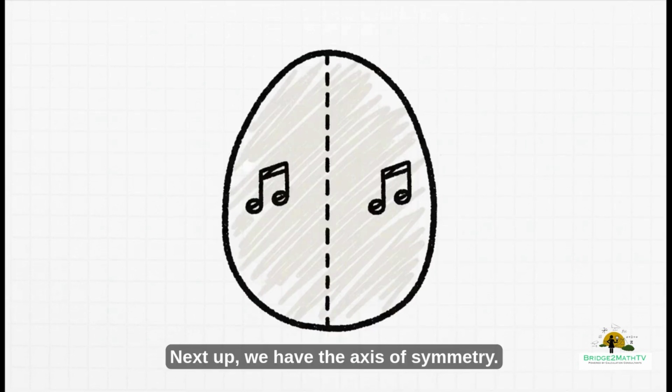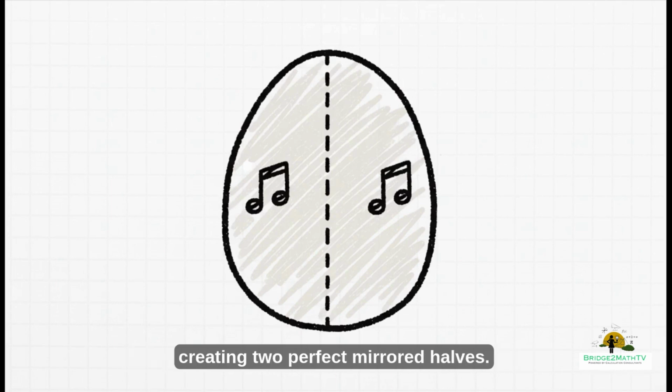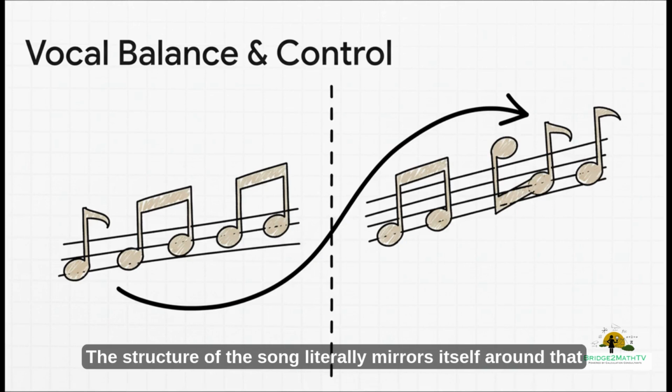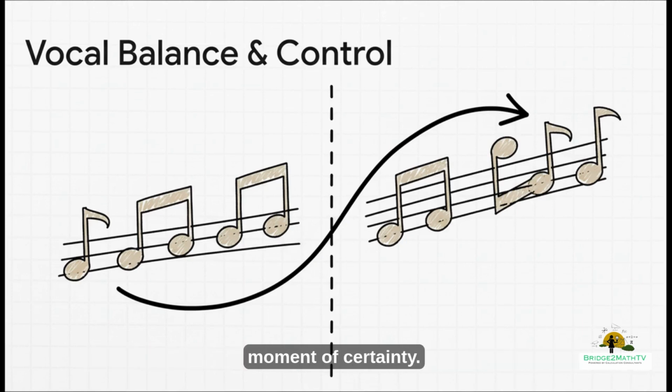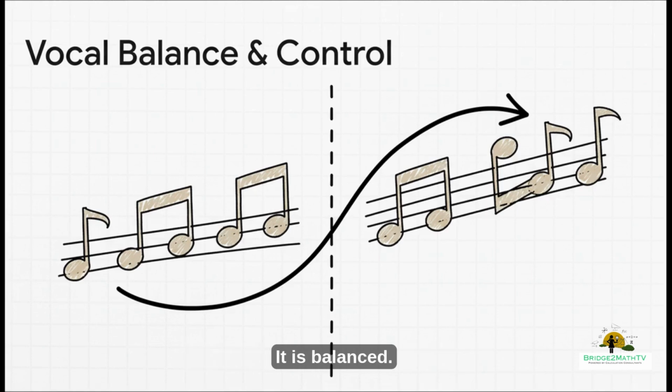Next up, we have the axis of symmetry. This is that imaginary vertical line that just slices the parabola right down the middle, creating two perfect mirrored halves. It represents perfect balance and structure. And where do we hear that in the song? It's in Beyoncé's insane vocal control. The structure of the song literally mirrors itself around that moment of certainty. The lyrics, the rhythm, the phrasing, it's all repeated with this perfect symmetry. The only thing that changes is the pitch, which just keeps climbing. This isn't random. It is intentional, it is balanced, it is absolute control.